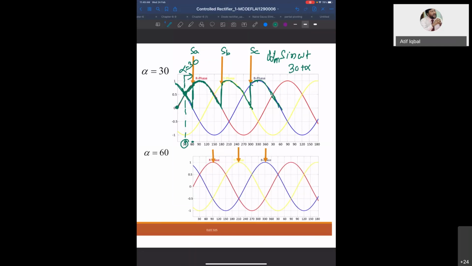Understand? This is my alpha. From here, I say alpha equal to 30 degree. That means the starting point of the waveform is here, but my starting point of alpha is not at the same point. My starting point of waveform is here, but alpha starts counting from here. This point I call alpha equal to 0 degree. This point I will call alpha equal to 30 degree. Now this point I will call alpha equal to 60 degree. However, this is actually at 90 degree of the waveform. For the waveform it is 90, but for alpha it is 60 degree. This is how we count alpha equal to 60 degree, okay?